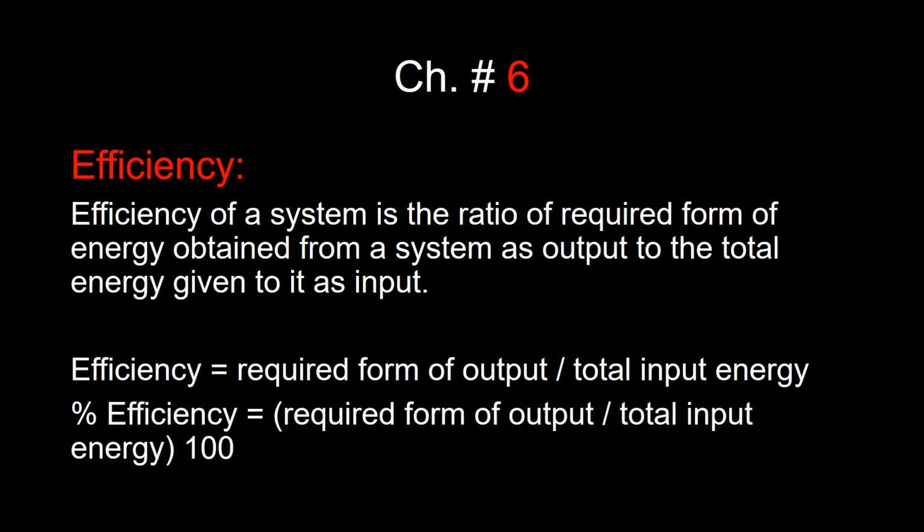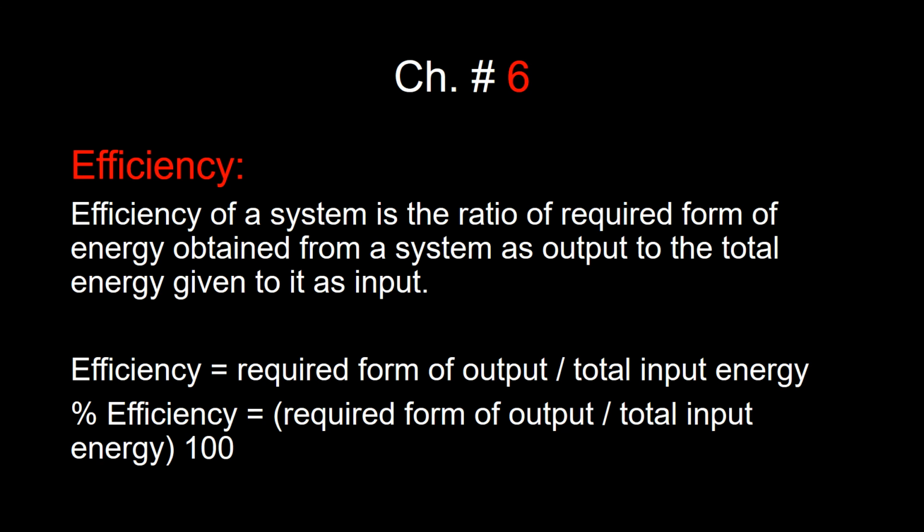How good a machine is depends on how much output we obtain from it by giving a certain input. The ratio of useful output to input energy is very important to judge the working of a machine. It is called the efficiency of a machine, and it is defined as: efficiency of a system is the ratio of the required form of energy obtained from a system as output to the total energy given to it as input. I have given the equation as well.